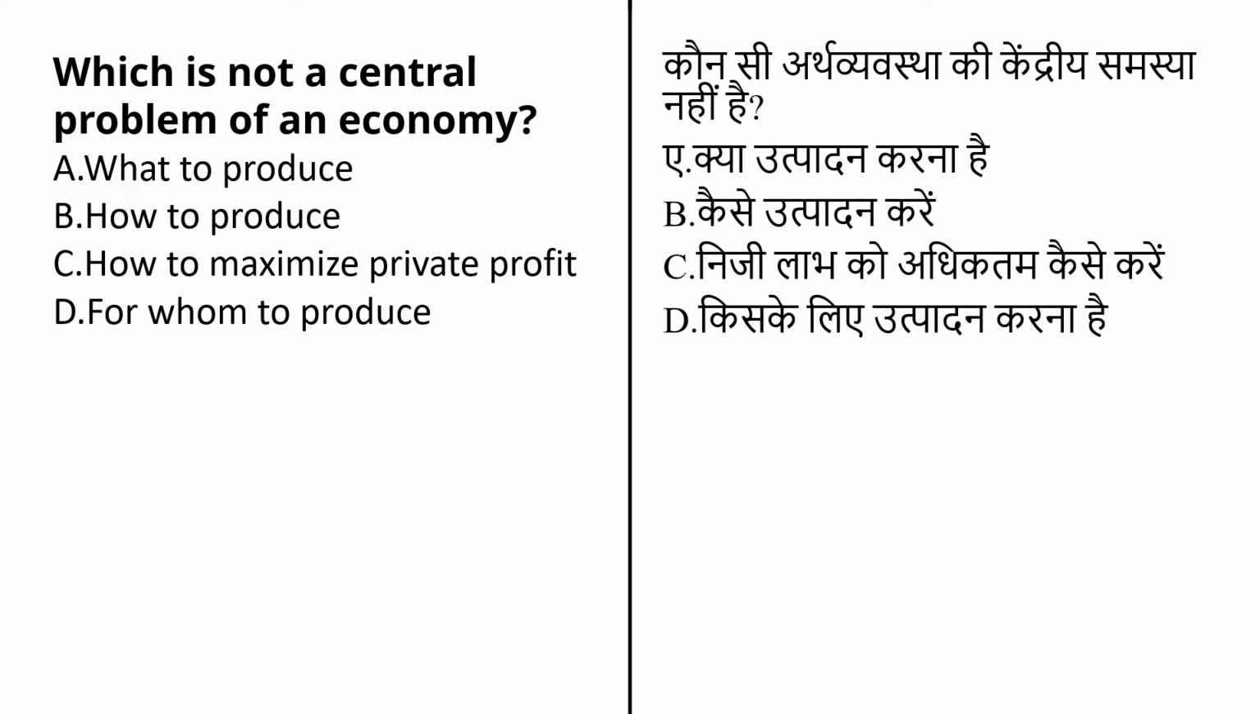The next question here is, which is not the central problem of the economy. In this question they ask you which is not the central problem of an economy, and the options given are what to produce, how to produce, how to maximize private profit, and for whom to produce. So if you remember, we have studied in standard 11 that the problems of economy include what to produce, how to produce and for whom to produce. Okay, so how to maximize the private profit is not the central problem of an economy.